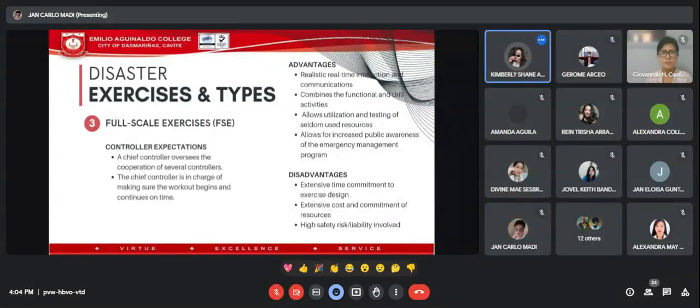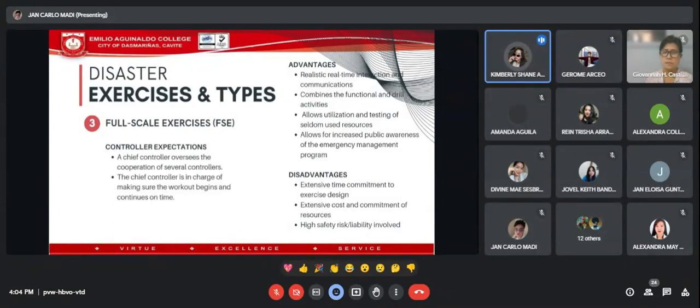Para naman sa controller expectations, merong magiging chief controller dito na siya yung nag-oversee ng lahat ng coordination na nai-involve din sa exercise. Tsaka ang mga responsibility niya dito is kailangan ma-ensure niya na meron pa ring effective communication during the whole exercise, tsaka collaboration among different controllers na nagpa-facilitate para talagang masimulate nila yung realistic na situation. And then, kailangan ma-ensure din ng controller yung timely start tsaka continuation ng mismong simulation.